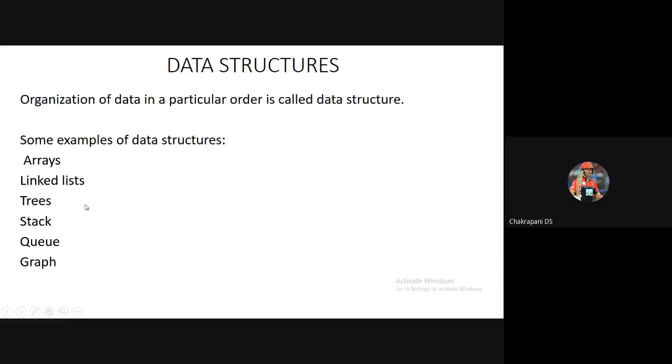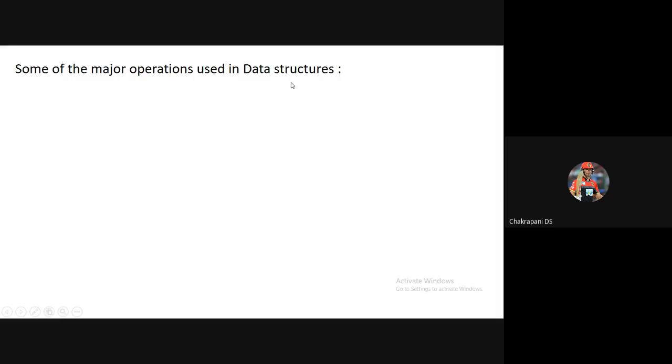Now, why do we have to use data structures? One main reason is organizing data in a particular order. That is the first main reason, or that is the definition of data structure. What are the other reasons for using data structures in C or C++? Some of the major operations or tasks which we can do using data structures are these: traversing, searching, inserting, deleting, sorting, and merging. These are some of the major operations which we can perform on data structures.